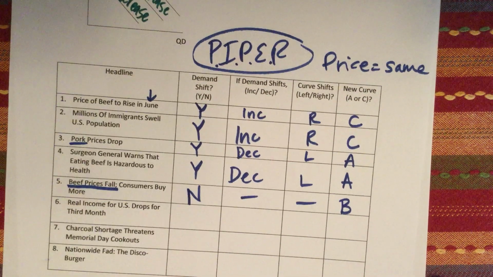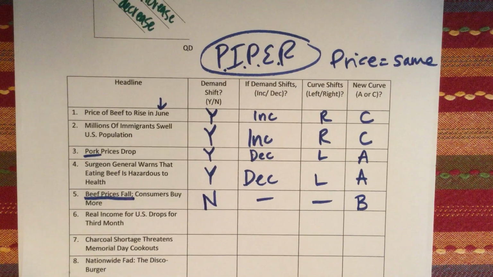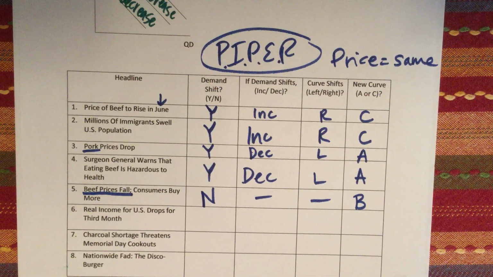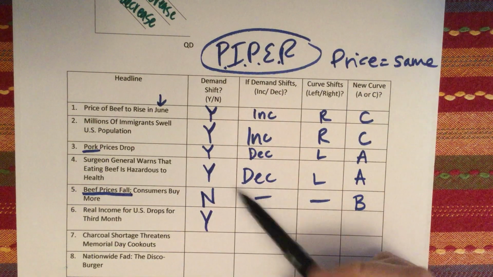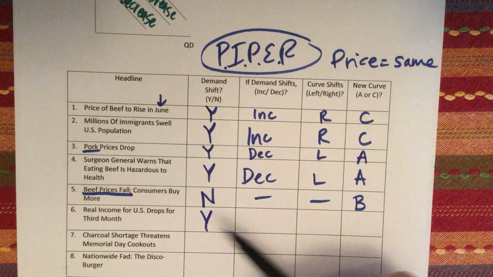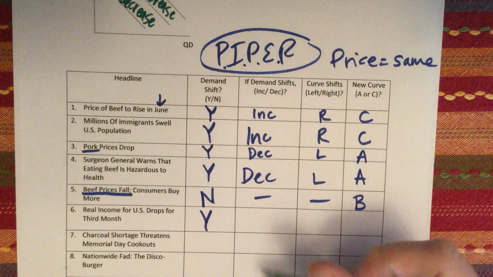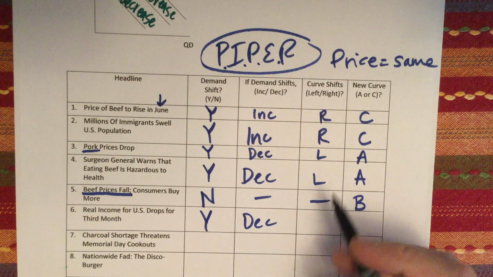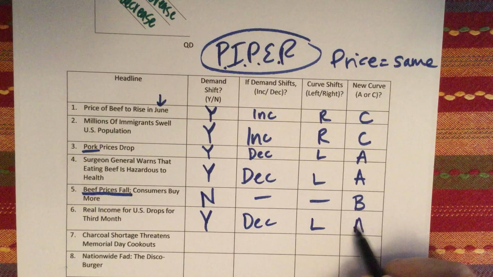Number 6, real income for U.S. drops for the third month. If people are not earning as much money, they're not buying as much, so it does affect demand because income is one of the non-price determinants. If our incomes have gone down for the third straight month, we're going to decrease the amount that we buy, so demand is going to decrease, shift to the left, and the new curve will be A.